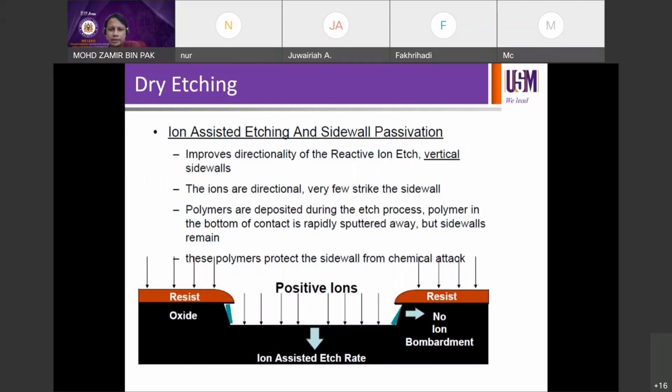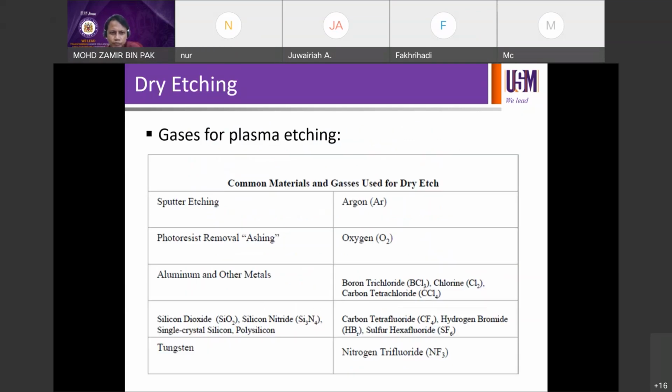So ion-assisted etching and sidewall preservation, improved directionality of RIE, is vertical sidewall. You can see here, ions are directional, but then you protect the sidewall. Okay, you protect the sidewall. So therefore, no ion bombardment on the walls. Okay, polymers are deposited during the etch process, protect sidewall from the chemical attack. So it can be done as well.